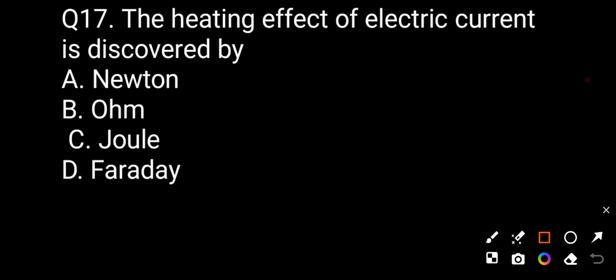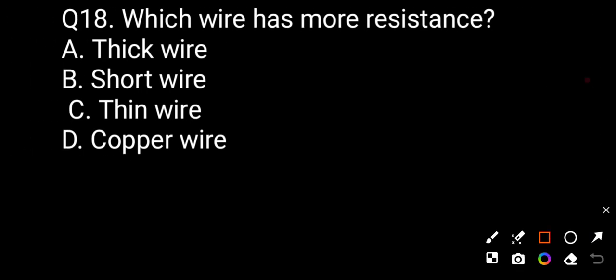Question number 17. The heating effect of the electric current is discovered by option A Newton, option B Ohm, option C Joule, option D Faraday. Correct answer will be C. Discovered by Joule.